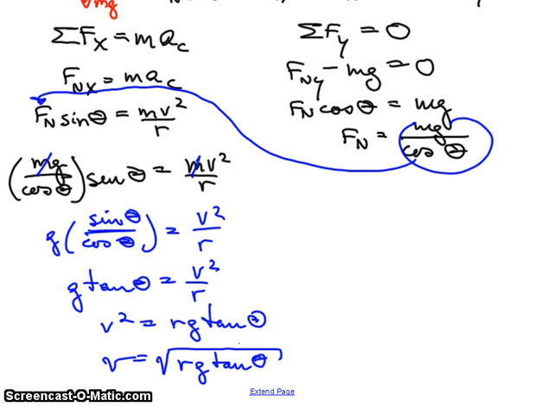Now this is with no friction. And so therefore, you can only make a turn at that particular velocity. And of course, you could solve for the radius, you could solve for any one of those variables, but that is what our goal was in this problem.